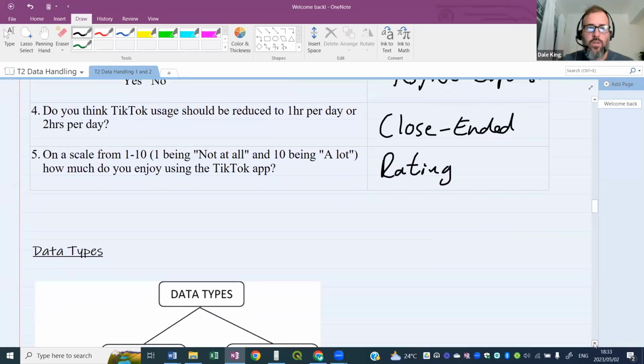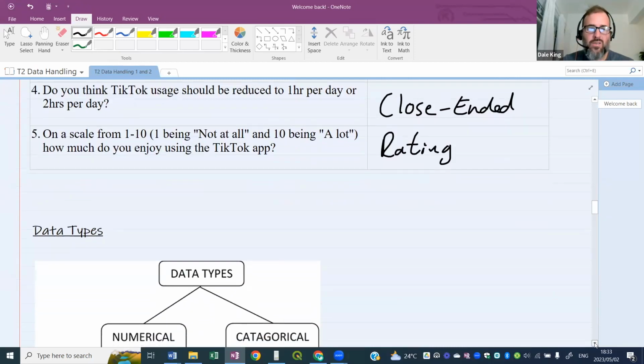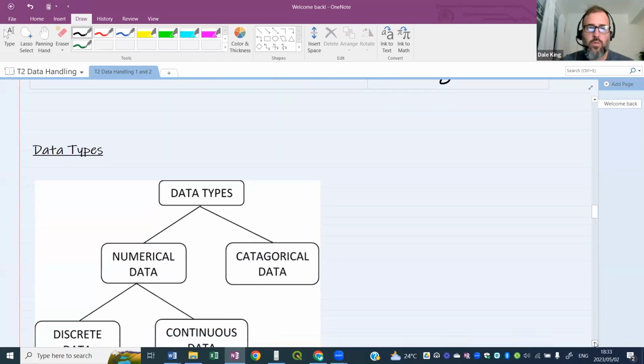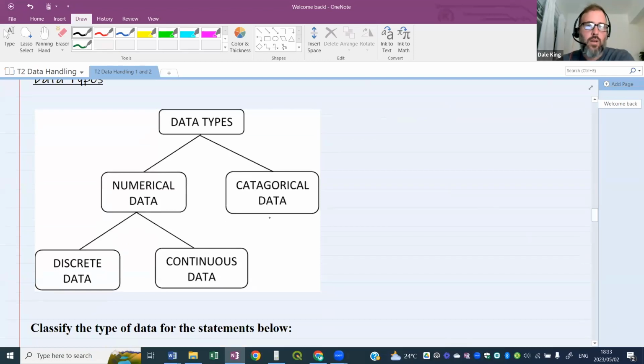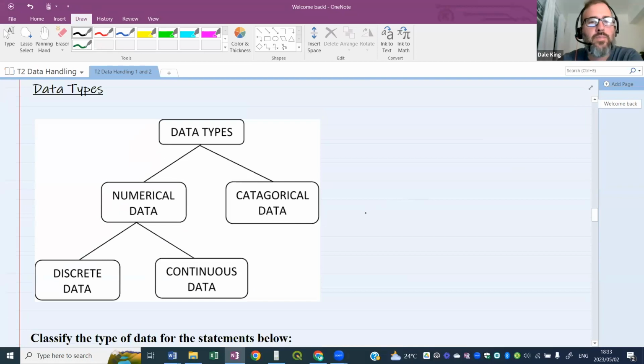We're finally going to get to data types. And you might think this is not really that interesting or that important, but actually it is. It's very, very important. And I'll explain why in a moment. So these are the data types that we can collect. Now, you guys need to help me here because I'm sure you know what we're talking about. There are 2 main categories of data types.